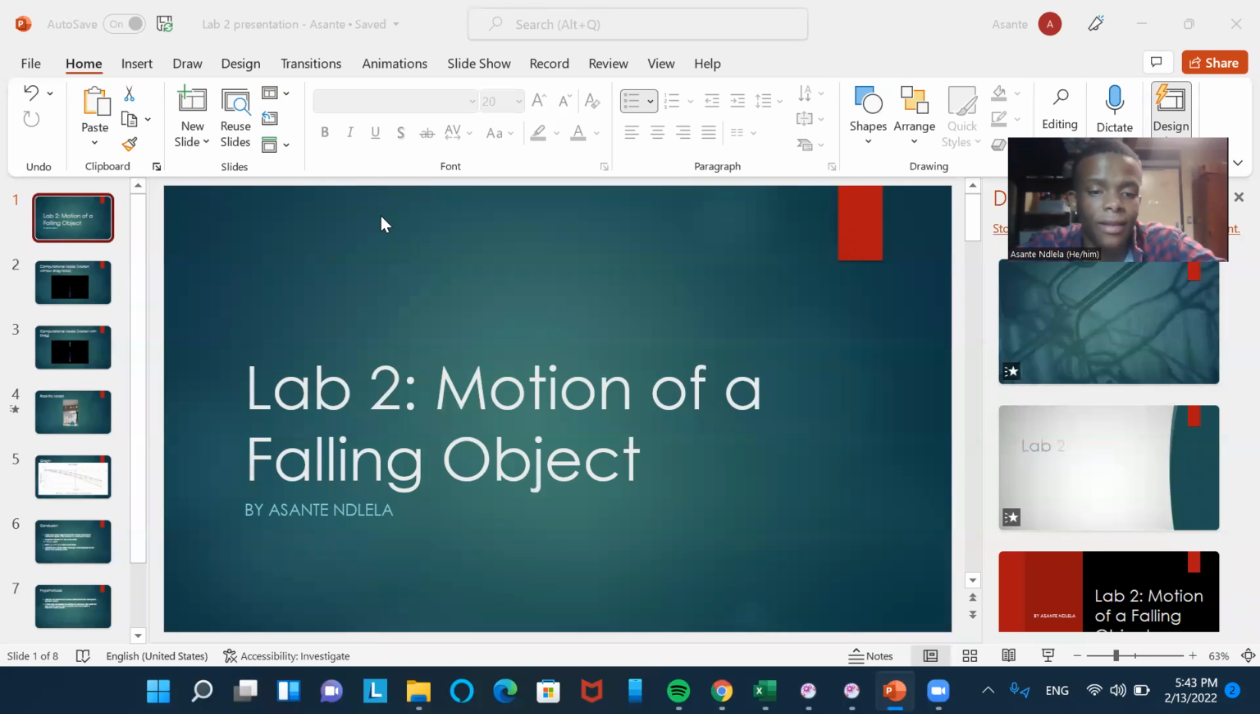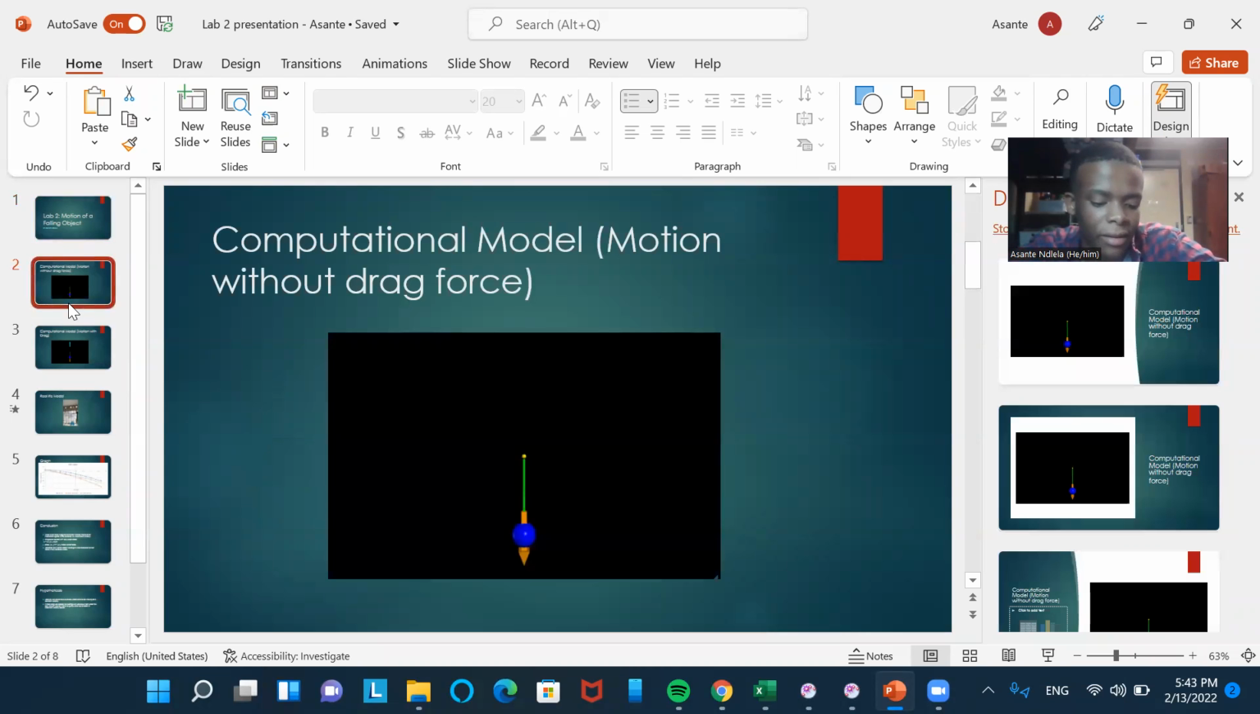Hello, everybody. My name is Asante, and in today's lab, we'll be investigating motion of a falling object. So to start off, I made two computational models, one for motion with no drag force.